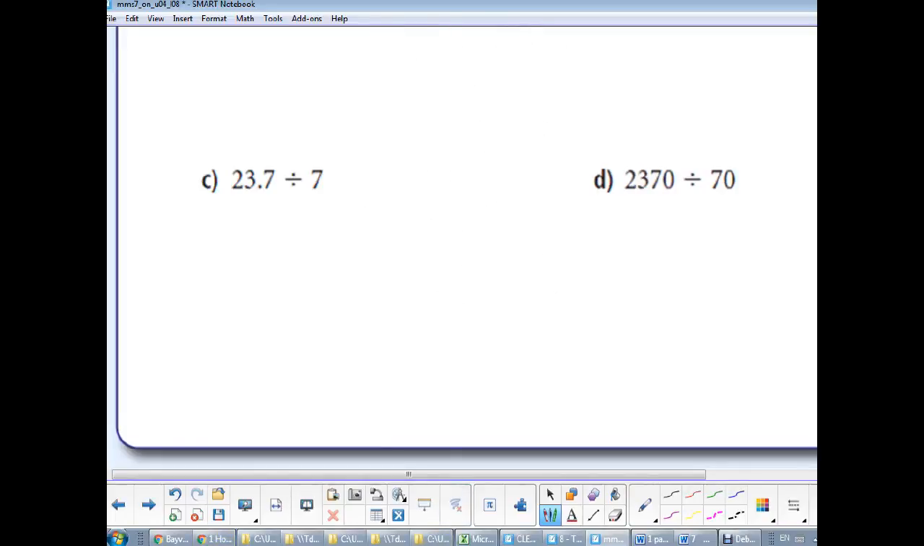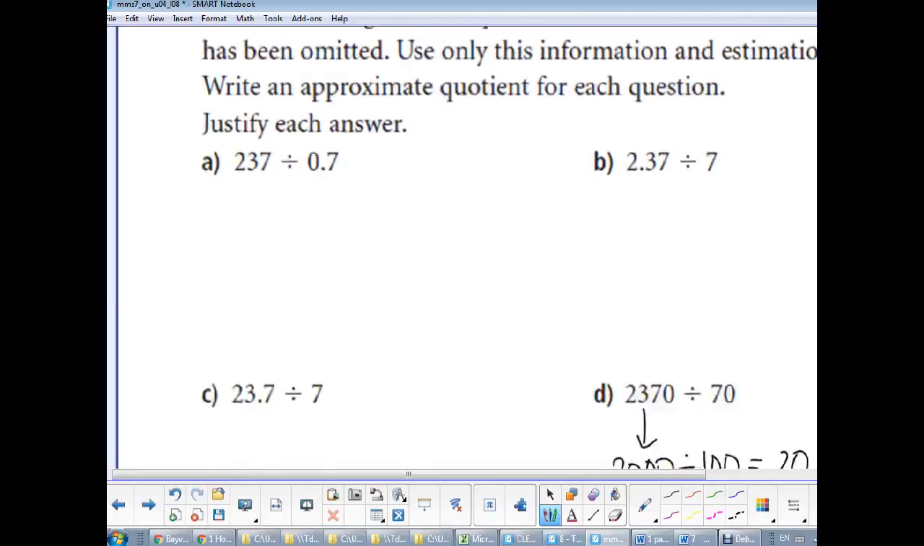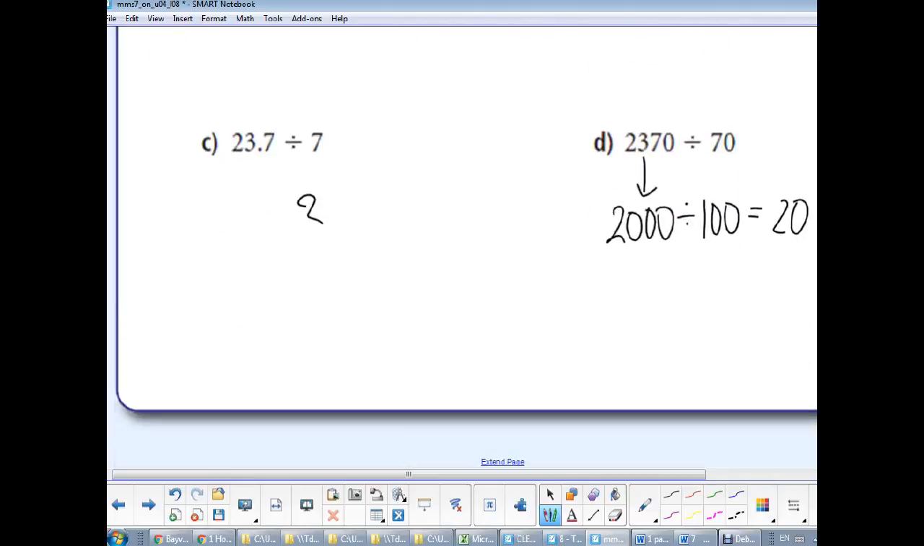And finally, D. 2370 divided by 70. Well, 2370 is close to 2000. And let's divide it by 100, just like the other one in a way, which will give us 20. So the answer would be close to 20. So let's look at what my options are. 33857. Well, definitely if I put the decimal here, that's going to be closest to 20. Okay, we wouldn't want to put it here because then it would be 3. That's way too small. If we put the decimal here, it's 338. That's way too big.